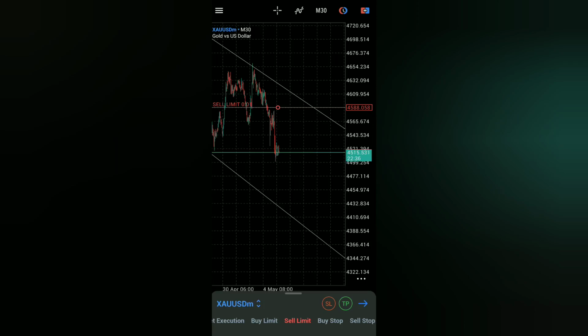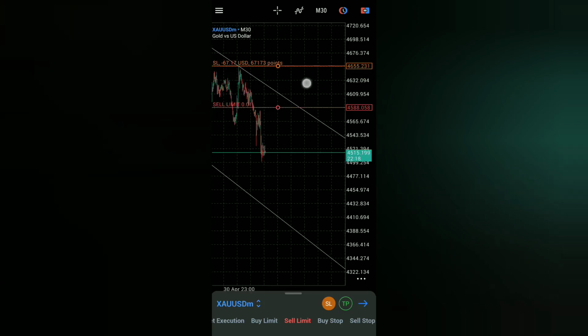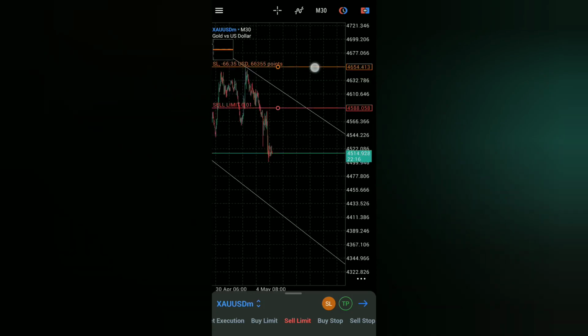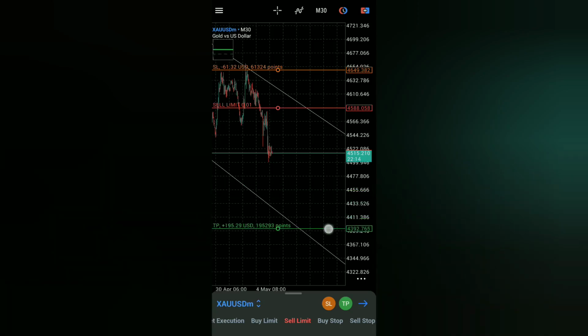So when you put your stop loss, I see where I'm putting my stop loss down here. You can see where I'm touching, down here, bottom right. That's where you put your stop loss. Let's say we put our stop loss something around here. We put our take profit maybe something around here.